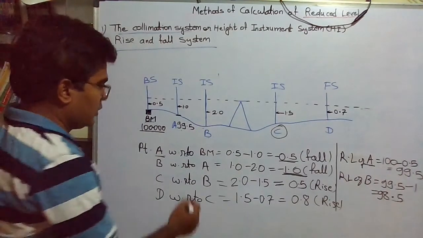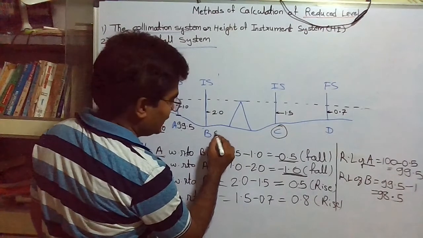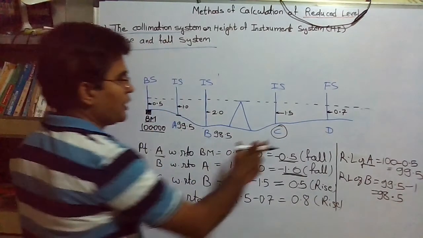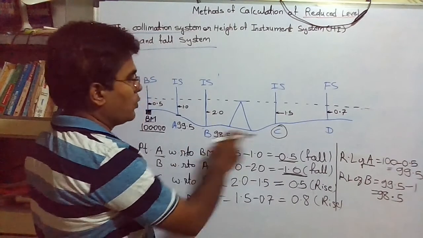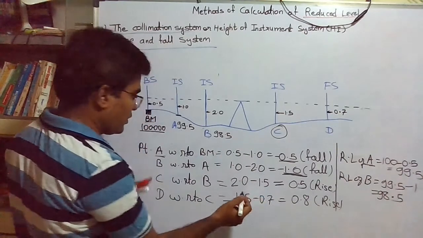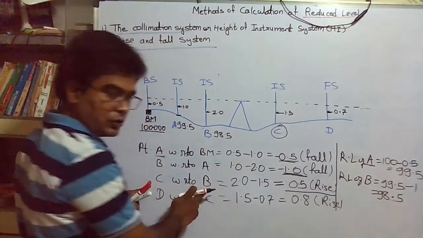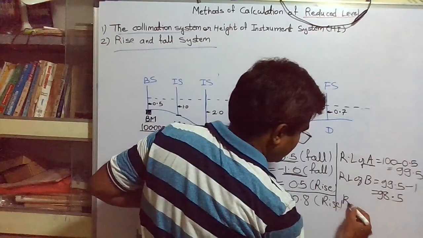Okay. Then next point, here what we got, RL of point B, 98.5. Now we have compared point C with point B, and we have found out point C is at a rise of 0.5 meter with respect to B. So how do we find out RL of C?